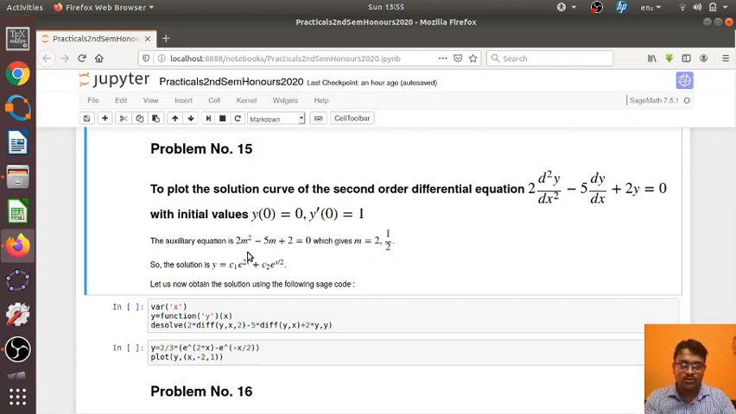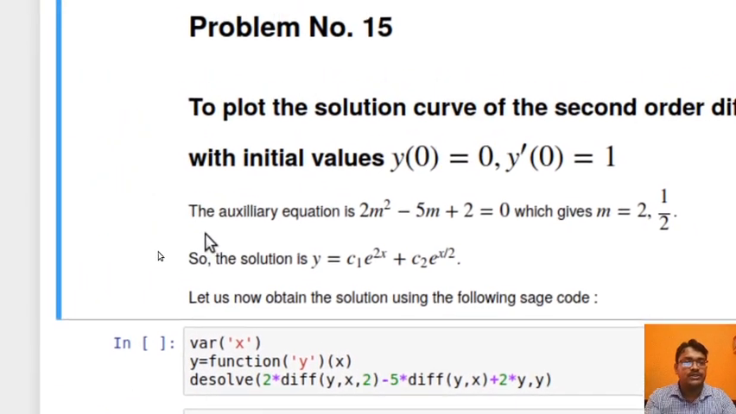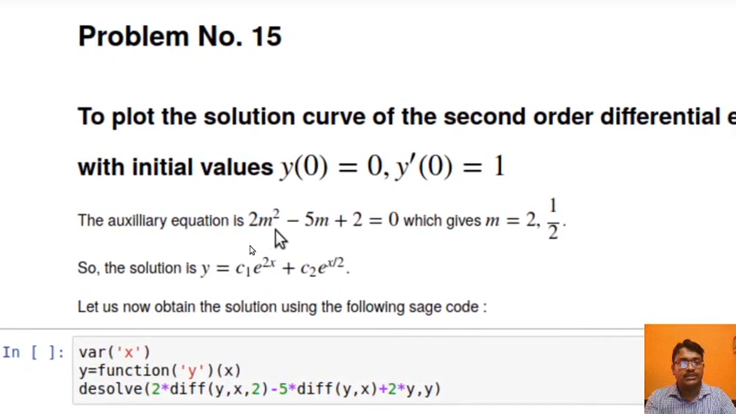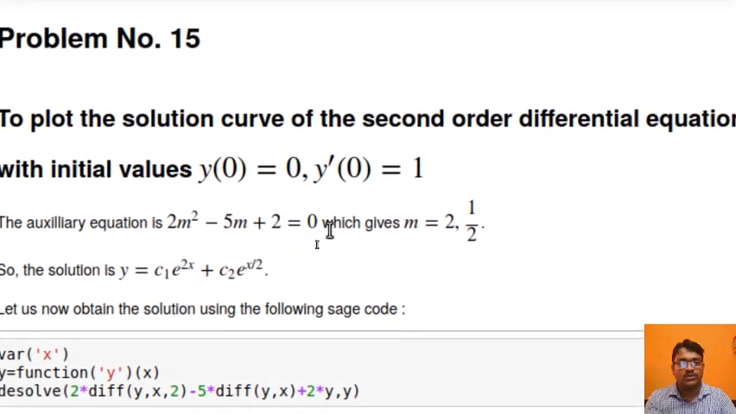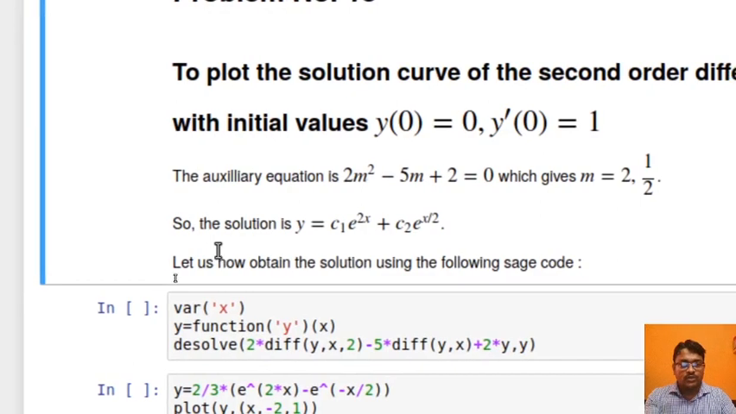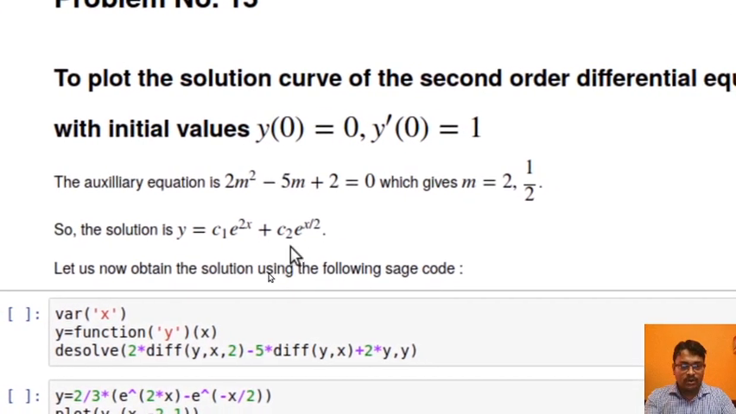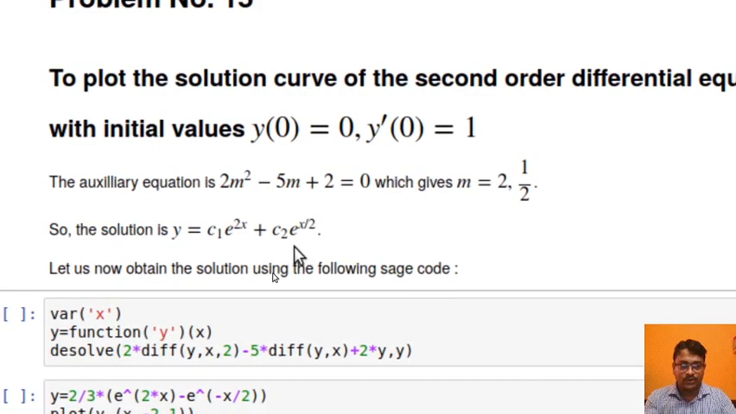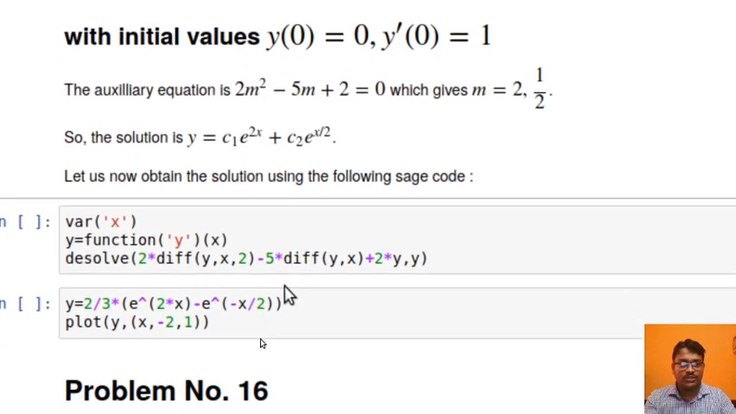The auxiliary equation is 2m² minus 5m plus 2 equal to 0, which is a very well known method of solving, which gives m equal to 2 and 1/2. So the solution is y equal to c1 e to the power 2x plus c2 e to the power x by 2. Let me maximize so that you can see. And then we obtain the solution using the following Sage code.